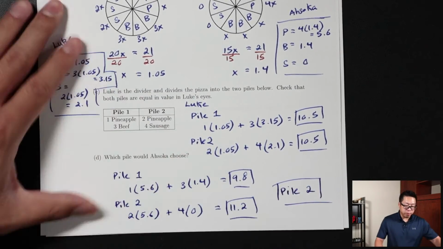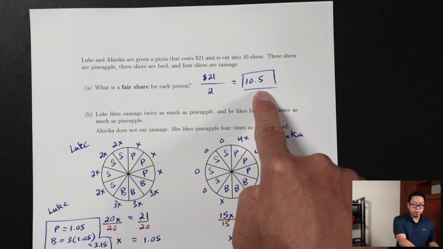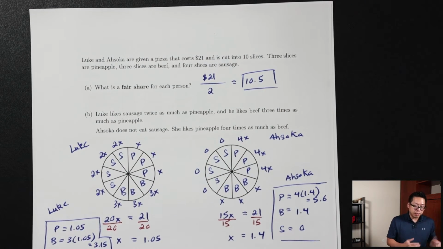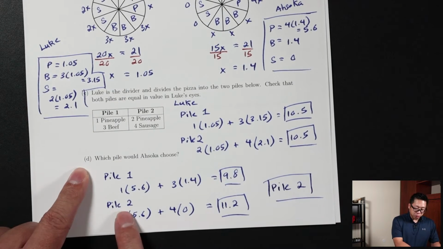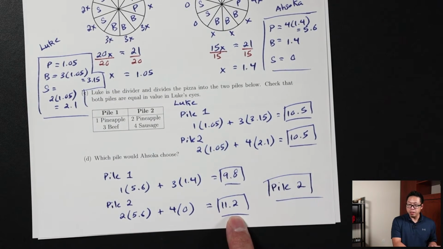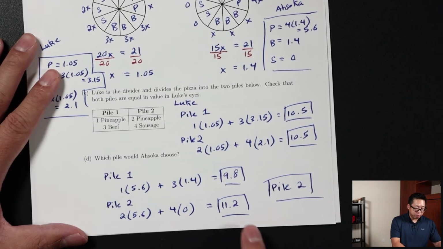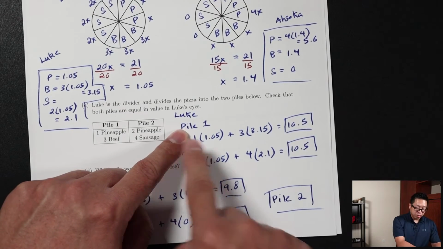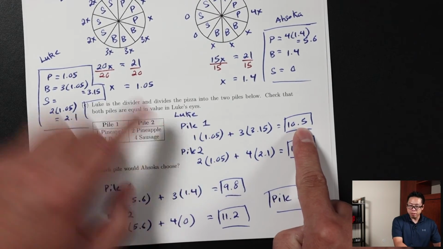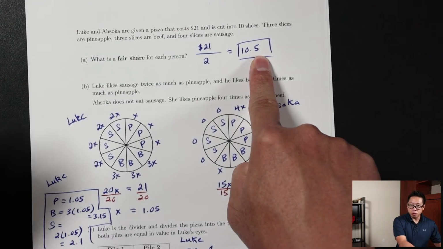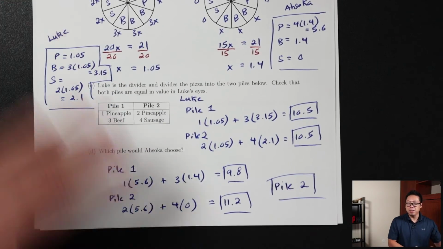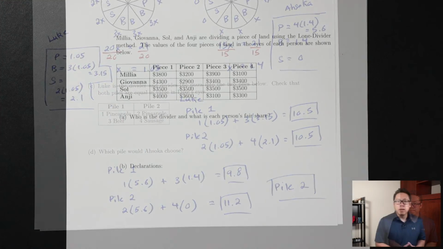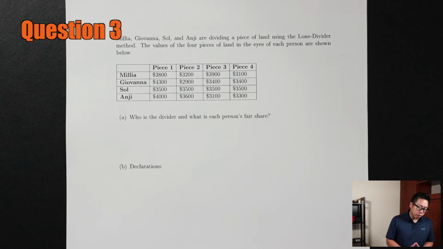Now, if we look at our fair share, each person deserves $10.5 worth of pizza. So as long as they get 10.5 or more, they should be happy. Ahsoka picked pile 2, so she got $11.2 worth of pizza. She's happy. Luke would get the remaining pile, which is pile 1, which in his eyes is worth 10.5, right? Which is 10.5 or more, right? So he should be happy also. So everyone's happy.